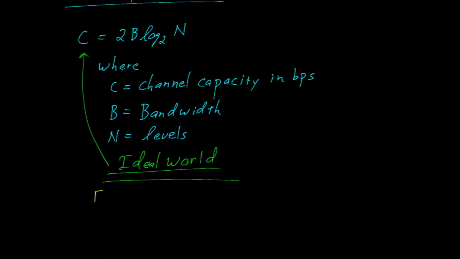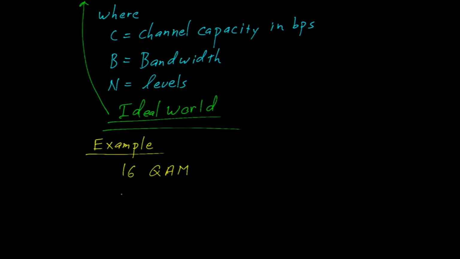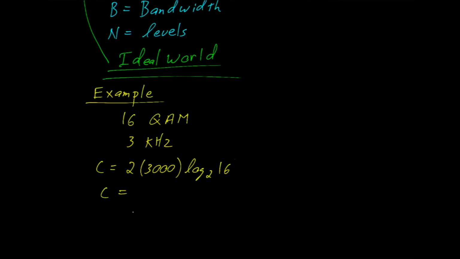As an example, let's assume 16 QAM and 3 kilohertz bandwidth. The channel capacity would be 2 times 3000 by log base 2 of 16. That channel capacity is 24,000 bits per second, which is fine, but this says nothing about the signal-to-noise ratio.